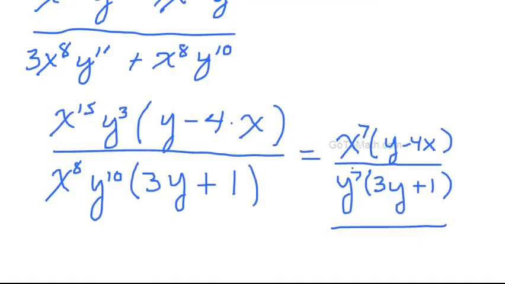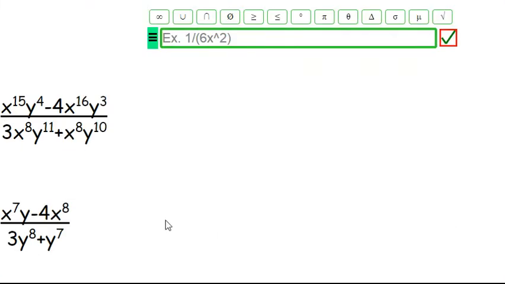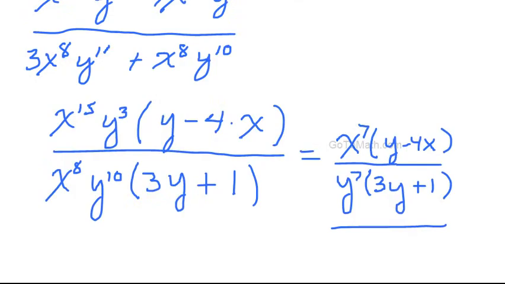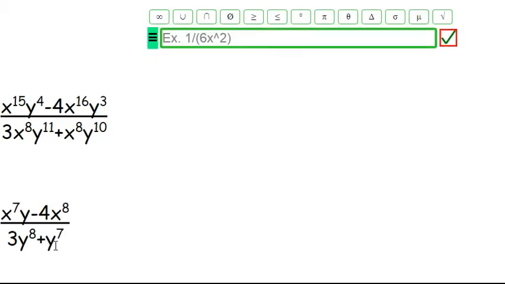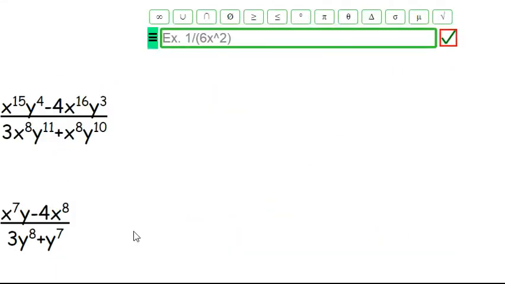Let's see, what did I end up doing? It looks like I ended up multiplying this back inside. X to the 7th times y, didn't leave it in the factored form. X to the 7th times y minus 4x to the 8th. Right, multiplying this back in, 4x to the 8th, this would be 3y to the 8th plus y to the 7th. Yeah, so after we did the canceling stuff, I went ahead and just distributed it back across. Okay, and got it back out of the factored form, it looks like. Alright.